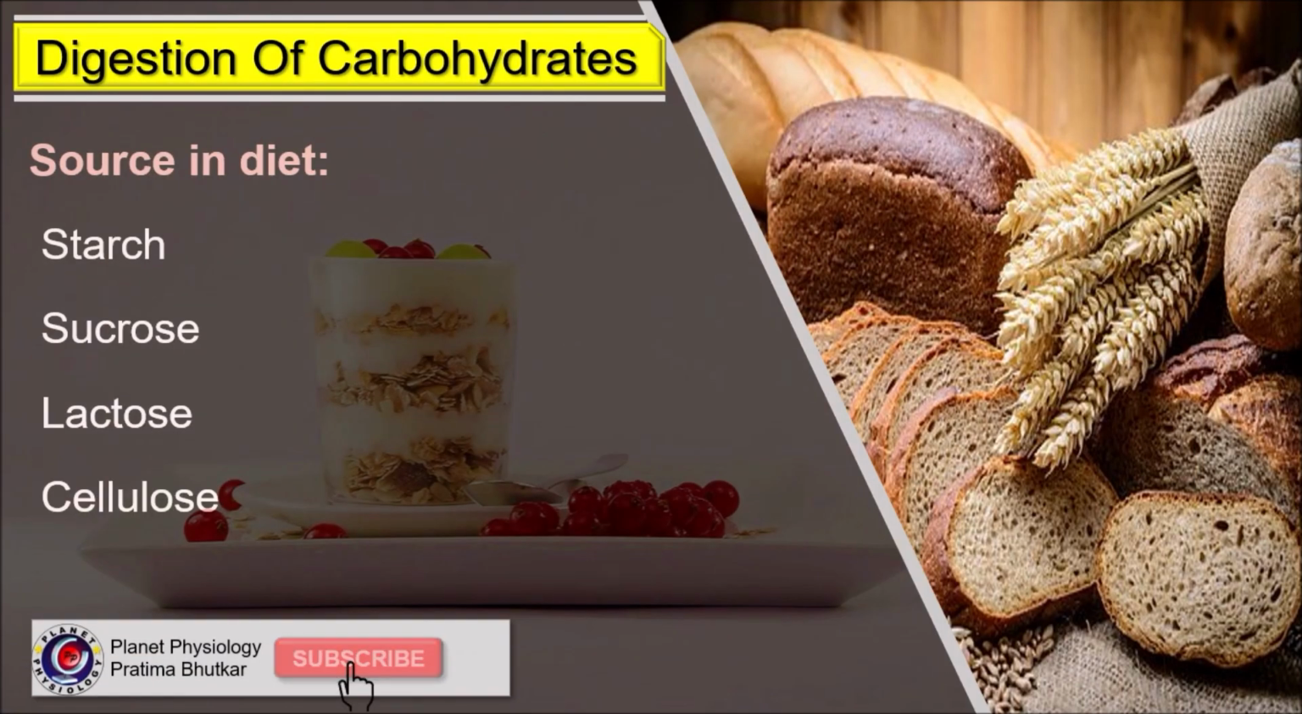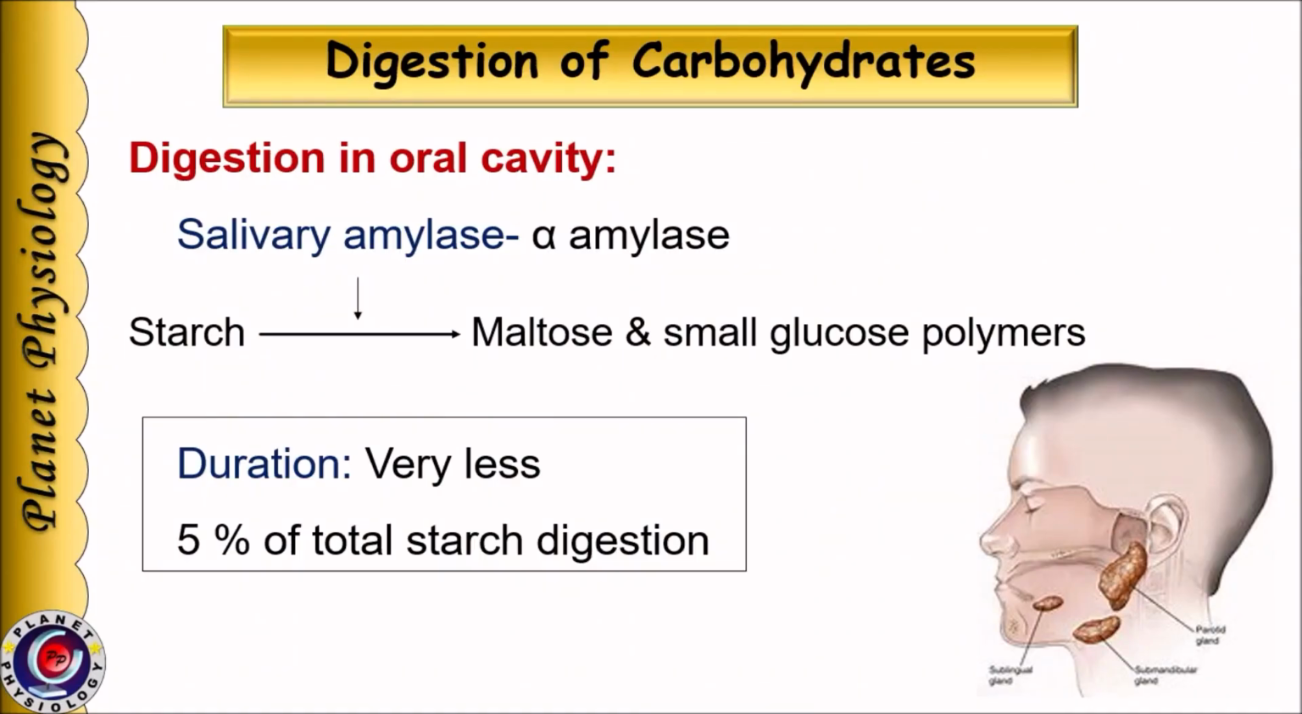Now let us begin with digestion and absorption of various foodstuffs, and we shall start with carbohydrate digestion. Major source of carbohydrates in our diet is in the form of starches, followed by sugars like sucrose and lactose. Another important source of carbohydrate is cellulose. But human digestive tract does not have enzyme cellulase which digests cellulose, and hence cellulose is excreted in the form of dietary fibers. Let us study how carbohydrates are digested.